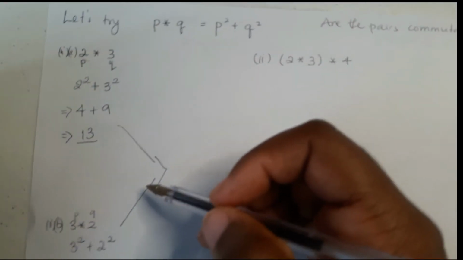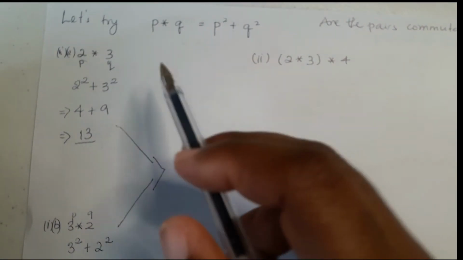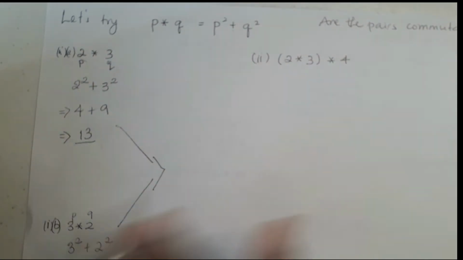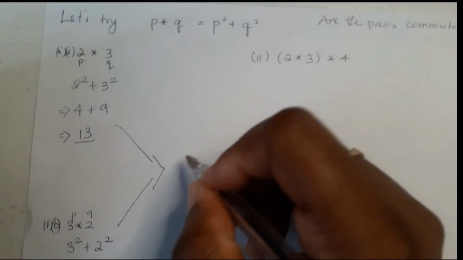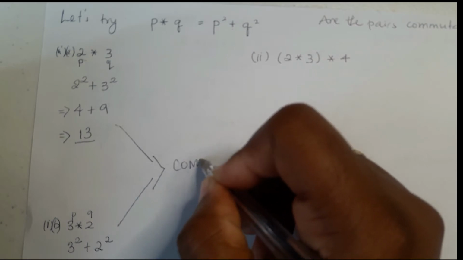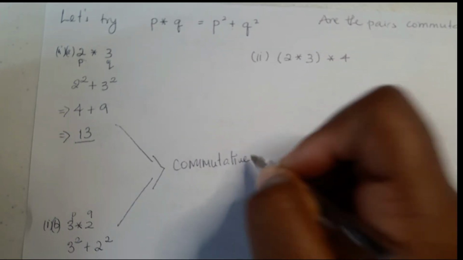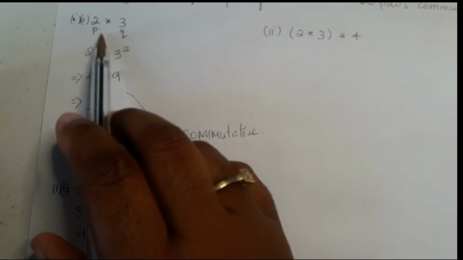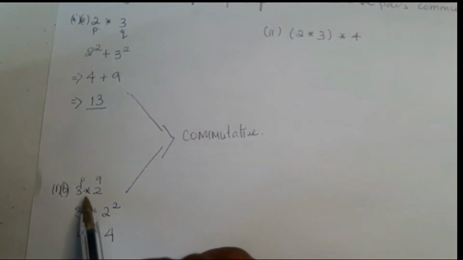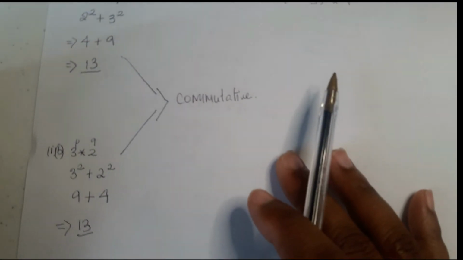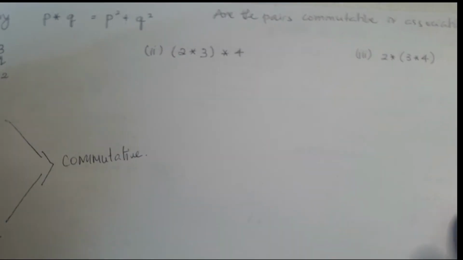So we can conclude that this is commutative because there are no brackets present. Therefore, this is commutative. And it's commutative because we switch the order. We put the 2 in front of the 3 for the second one, and we got the same answer in both cases.